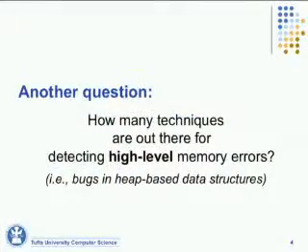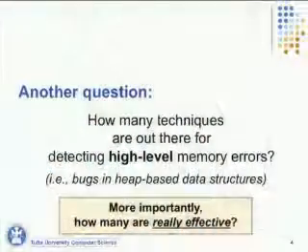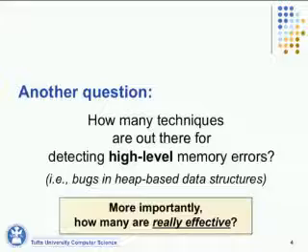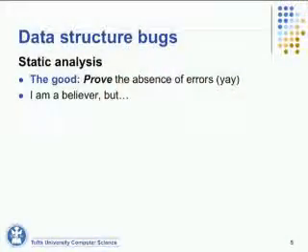How about this? How many techniques are there out there for high-level memory errors? Here I'm talking about basically bugs in your data structures. And more importantly, how many are really effective at finding bugs in data structures? Here's a couple of things that are out there right now. There's a bunch of static analysis techniques, and they're cool because we can prove the absence of errors. Yay, that's good. And I'm definitely a believer. I think static analysis will get more powerful.